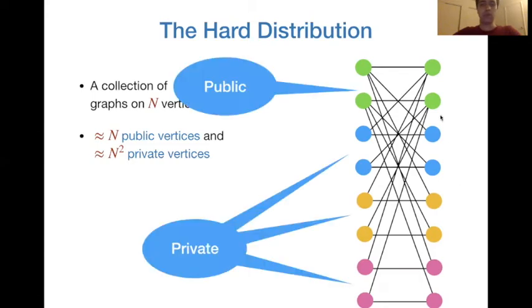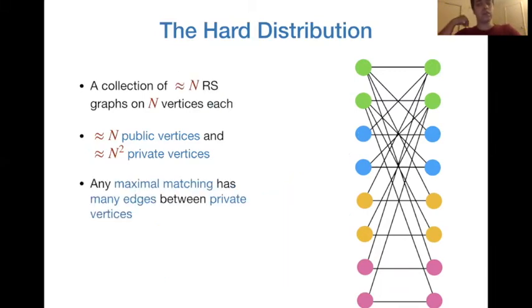So I'm going to call these green vertices public. They participate in many RS graphs. And the other vertices private. Each color corresponds to exactly one of these RS graphs. And it's easy to see that I'm going to have n public vertices and roughly n squared private vertices.